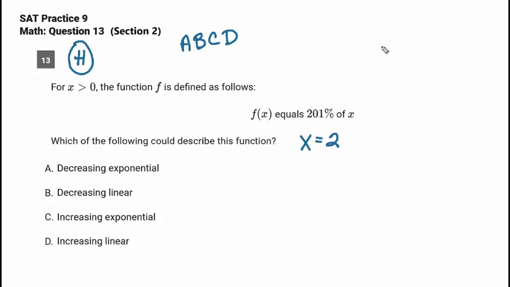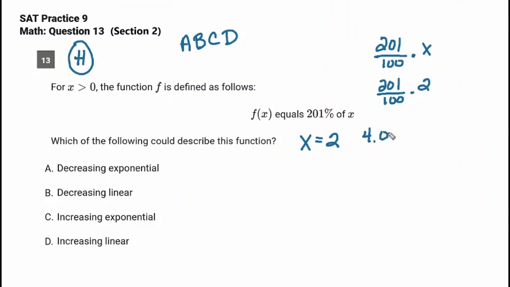All right, so x equals 2, 201% of x is times x. Strongly encourage you to use fractions and not decimals on the SAT. They're way, way easier. You have a calculator. So it's 201% of, I said x is 2, so it's 2. Do it on your calculator. 201 times 2 divided by 100. You're going to get 4.02.